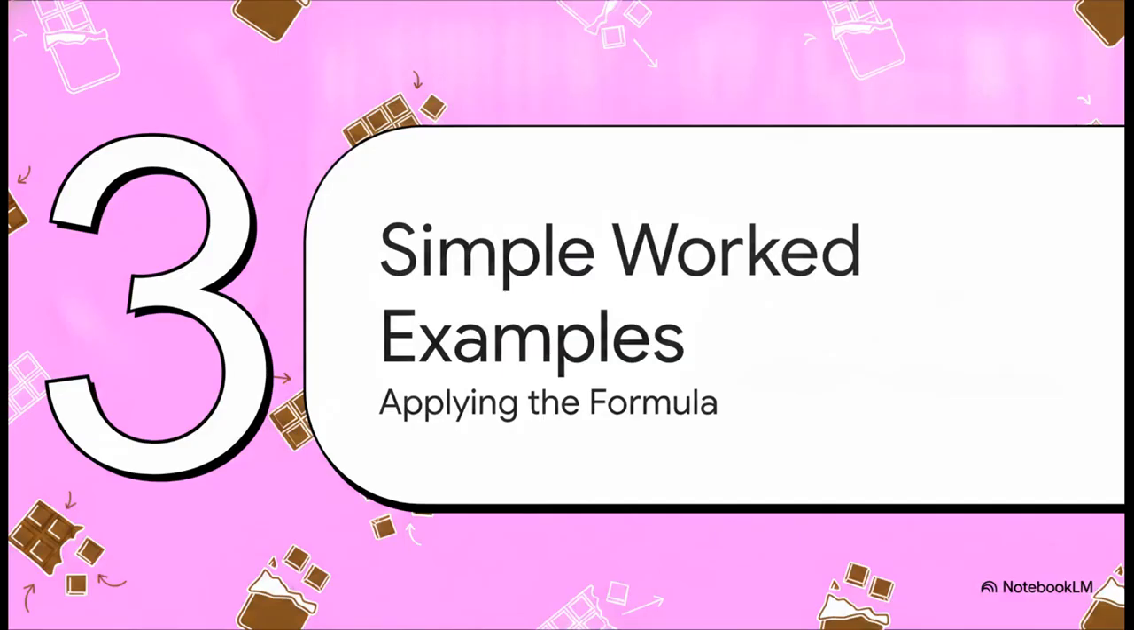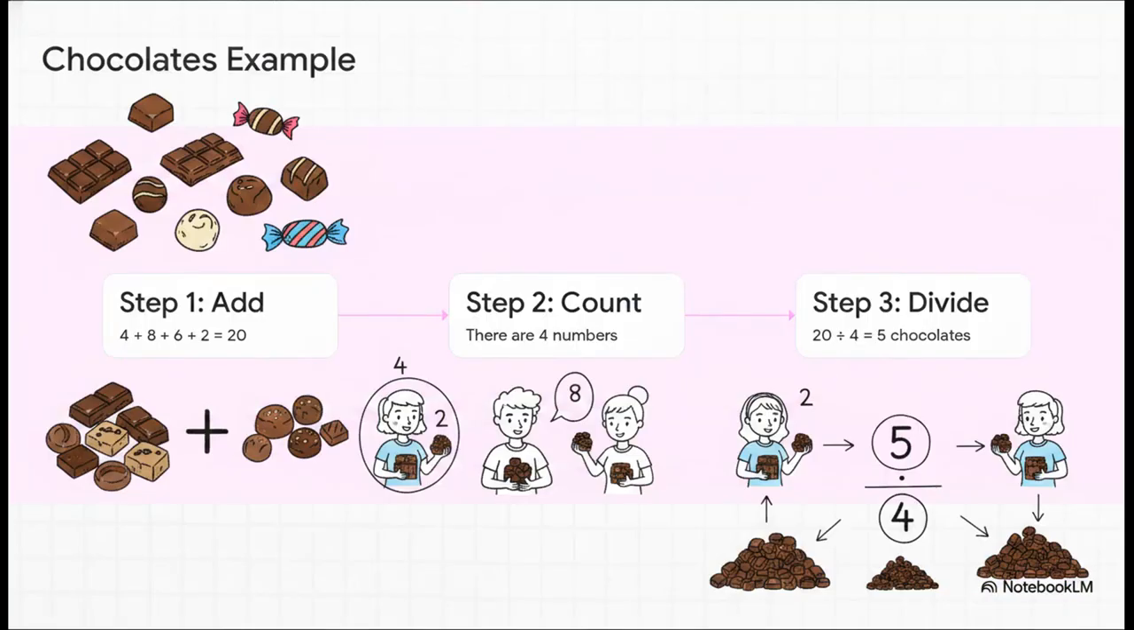Okay, section 3, let's run through some simple worked examples. By following 3 really easy steps, add, count, divide, we can mathematically arrive at that exact same answer of 5 chocolates per friend. Step 1, we find the sum. 4 plus 8 plus 6 plus 2 equals 20 total chocolates. Step 2, we count our values. We have 4 friends, so 4 numbers. Step 3, we divide that sum of 20 by the count of 4. 20 divided by 4 gives us an average of 5.